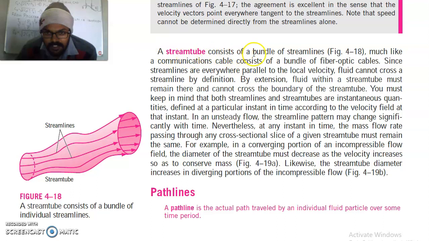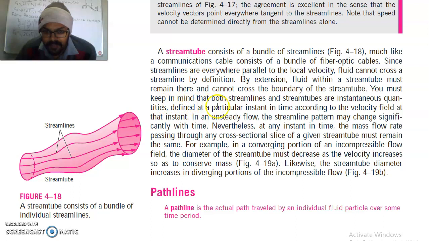A streamtube consists of a bundle of streamlines, much like a communication cable consists of a bundle of fiber optic cables. Since streamlines are everywhere parallel to the local velocity, fluid cannot cross a streamline by definition. So these are the streamlines and this is your streamtube, a bundle of individual streamlines. By extension, fluid within a streamtube must remain there and cannot cross the boundary of the streamtube.